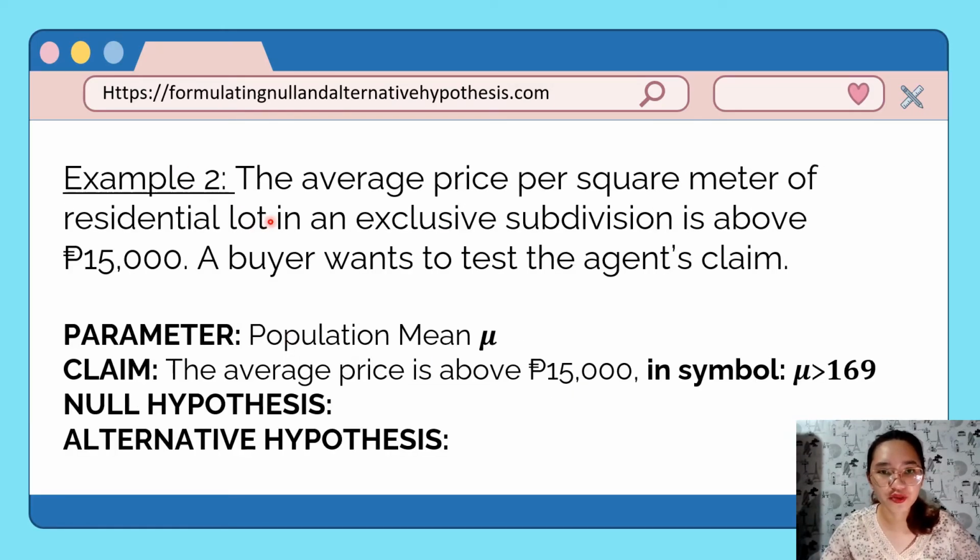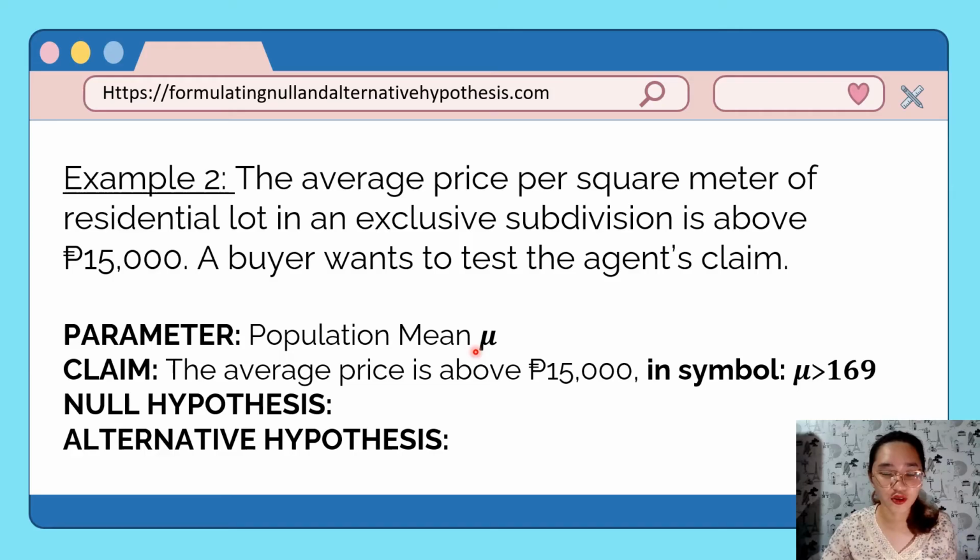For example number 2, the average price per square meter of residential lot in an exclusive subdivision is above 15,000. A buyer wants to test the agent's claim. So, una, identify muna natin kung ano yung parameter. And kung makikita ninyo, ang parameter natin is average or mean. And ang tinutukoy po dito is the whole exclusive subdivision. So, it is population mean. At ang gagamitin po natin siyempre symbol is ito.